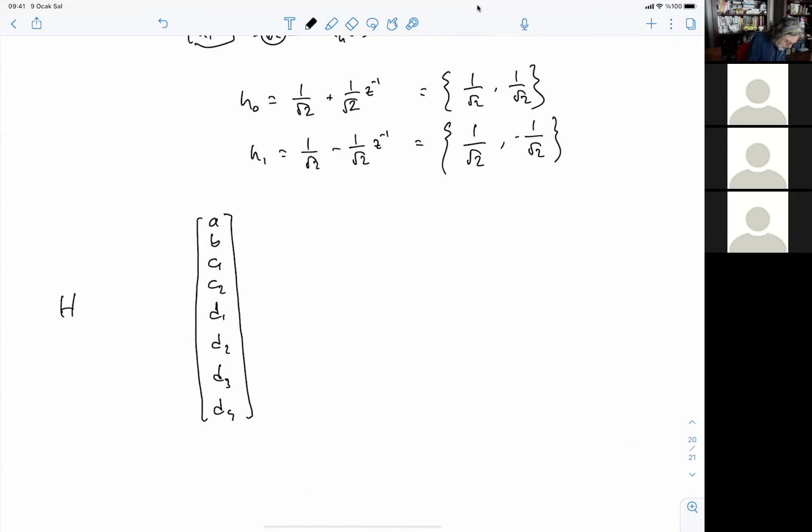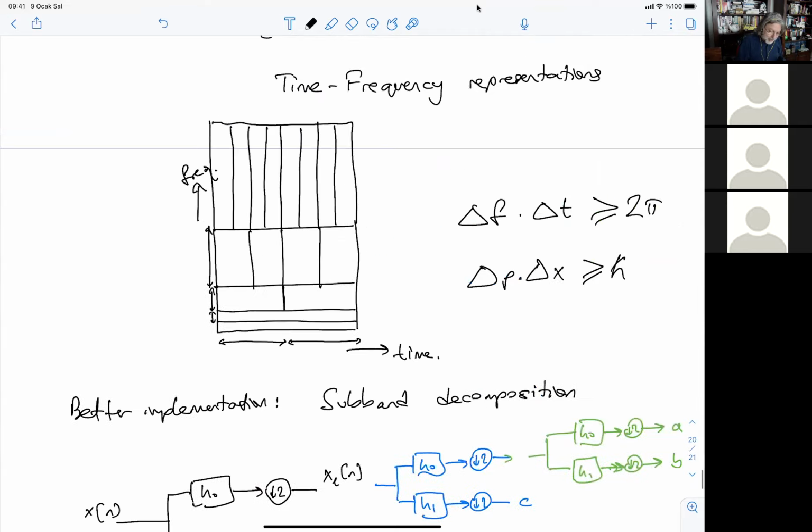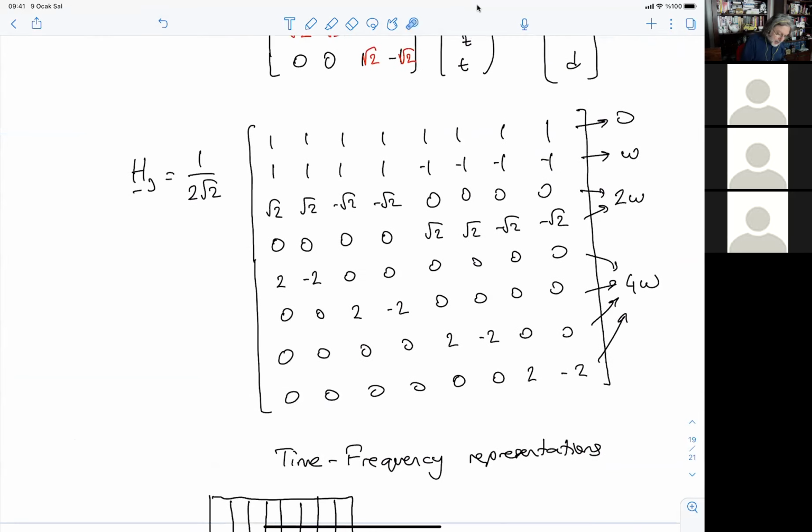So H3 times X will give you this: A, B, C1, C2, D1, D2, D3, D4. Why did I say A and B separately, and then there are C1 and C2? Because A is obtained by the first row and B is obtained by the second row, with the multiplication with the input vector x1 to x8 here. And then C1 is obtained by multiplying it with this row vector, and C2 is obtained by this.